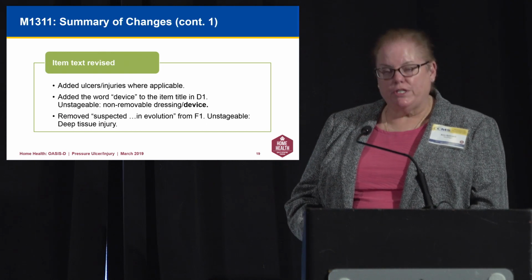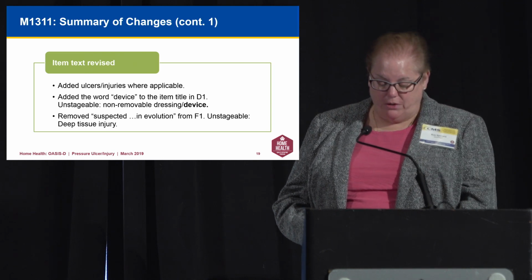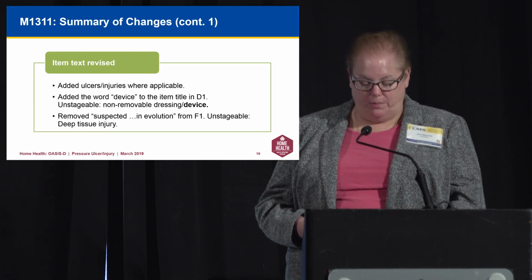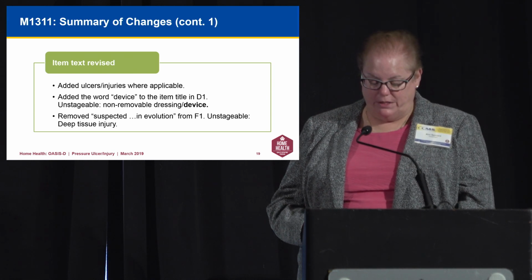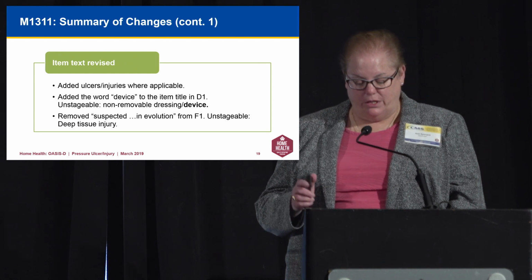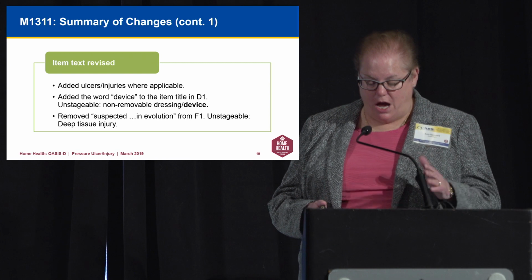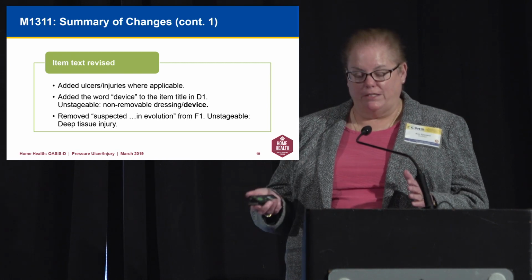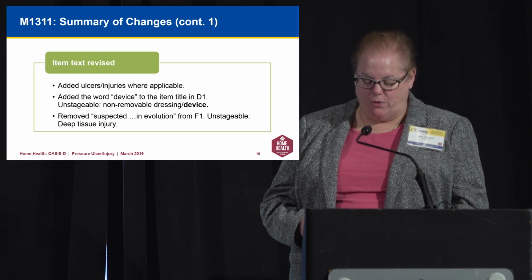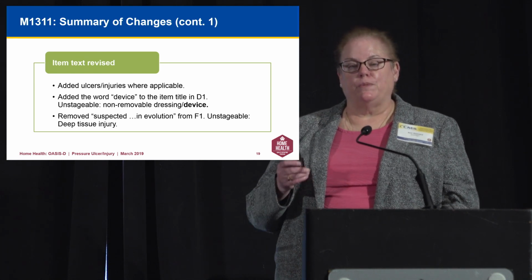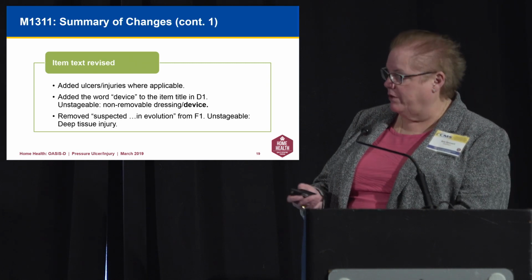Other text revisions that you'll see, and we've talked about already in past trainings: we added ulcer/injury where applicable. We added the word device to the item title in D1. It used to say unstageable, non-removable dressing, but now it says non-removable dressing/device. And then we removed suspected in the evolution of F1, unstageable deep tissue. It used to be suspected deep tissue injury, and now it's deep tissue injury. So, again, just clarifying language here.